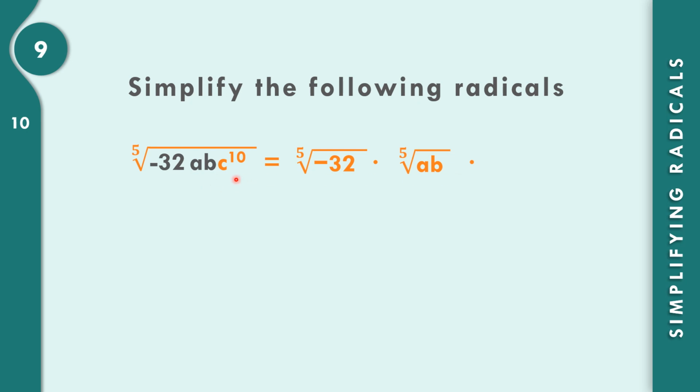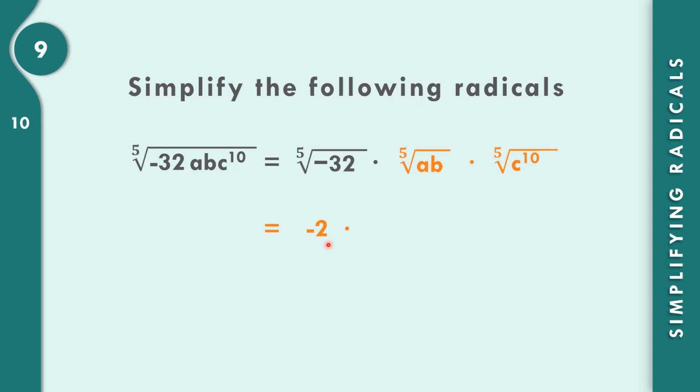How about this one? The fifth root of c to the 10 power. So 5, 10, walang sobra. So fifth root of c to the 10 power. So first, let us solve fifth root of negative 32. Fifth root of negative, that is negative. How about the fifth root of 32? So the answer is equal to 2. So fifth root of negative 32, that is negative 2.